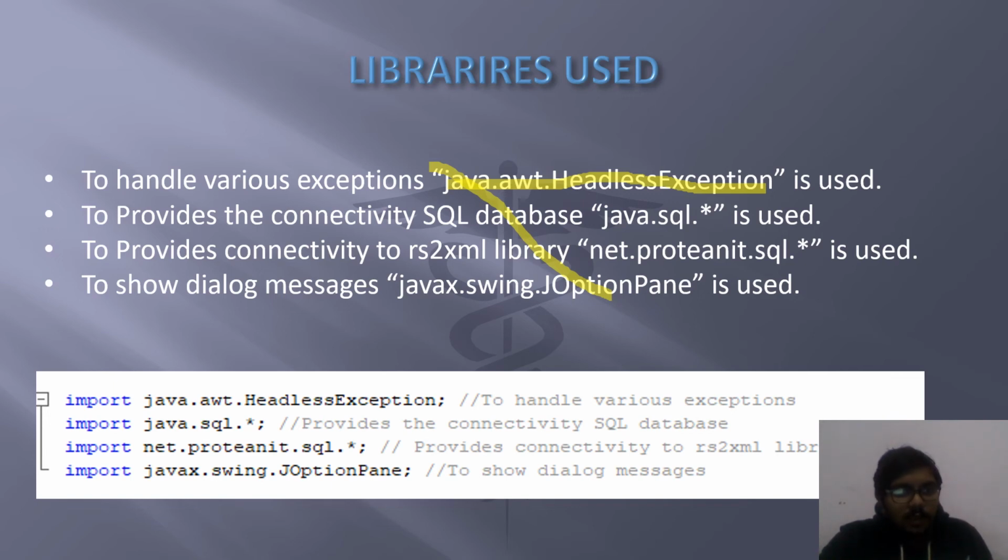To provide connectivity to the SQL database, I have used java.sql.asterisk, which is provided by Java itself. All these libraries are provided by Java. So I have used net.proteanbear.sql.star, meaning asterisk, to provide connectivity to the rs2xml library which I had imported using NetBeans.